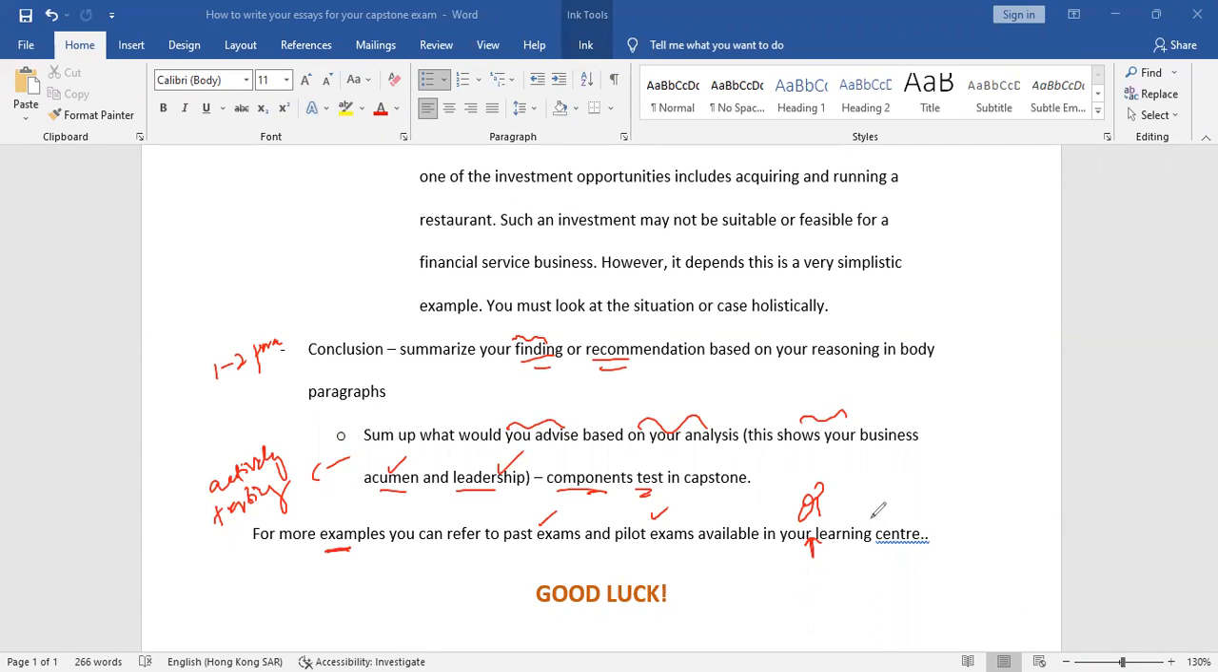Of course, I cannot talk about those because of copyright issues. You can refer to the QP Learning Center for more examples, past papers and pilot papers, which have been made available by HKICPA.